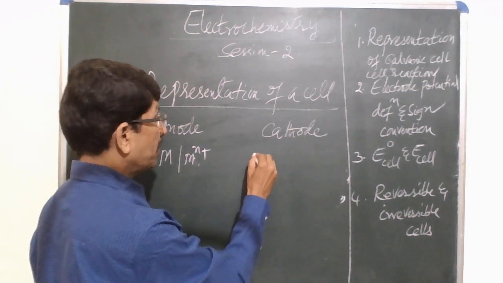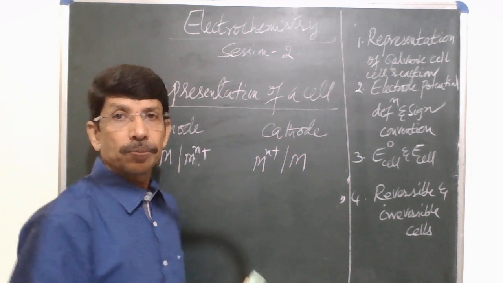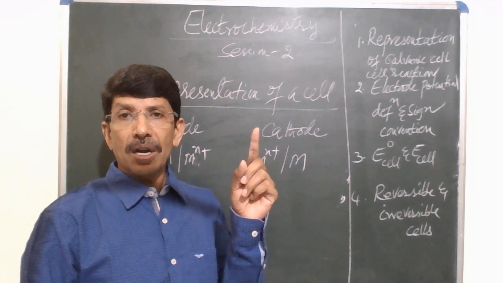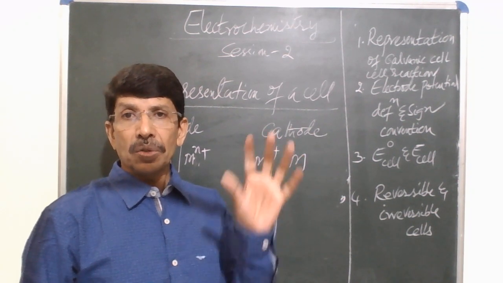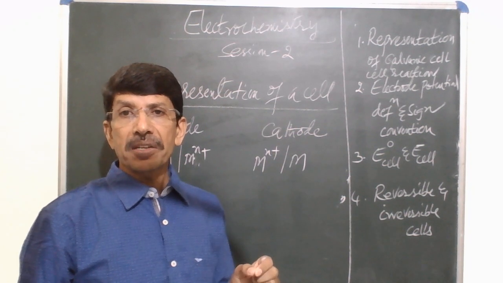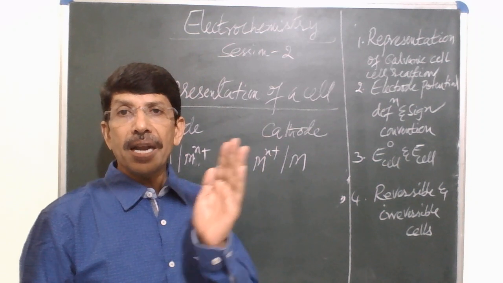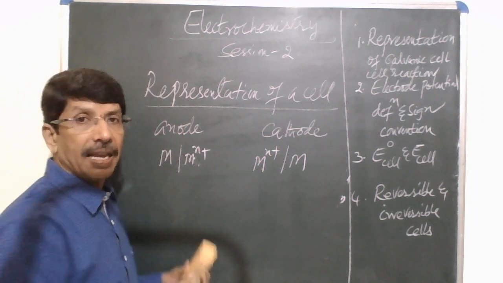And how is the cathode represented? Metal ion followed by metal. So I have seen a zinc rod dipped into zinc sulfate. The zinc rod is a solid material, zinc sulfate is a solution, so the solid is in contact with the solution. So there is an interface between the zinc rod and the zinc sulfate solution. That interface is shown by a single line.